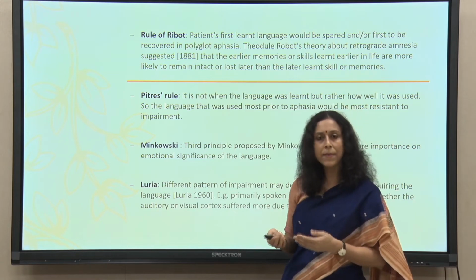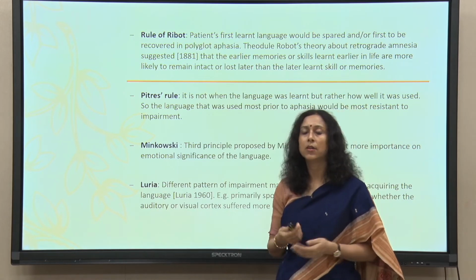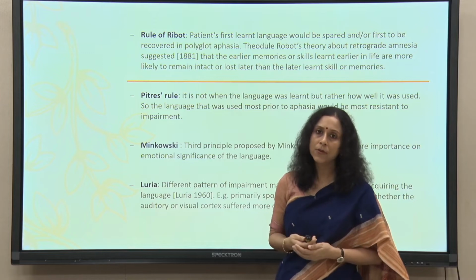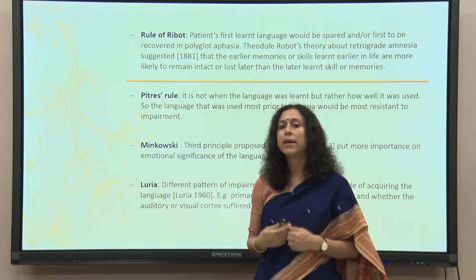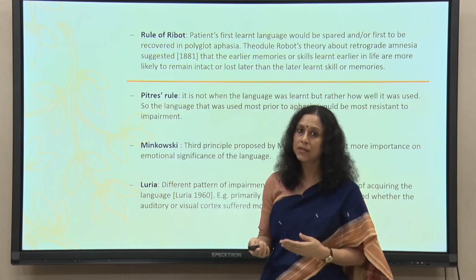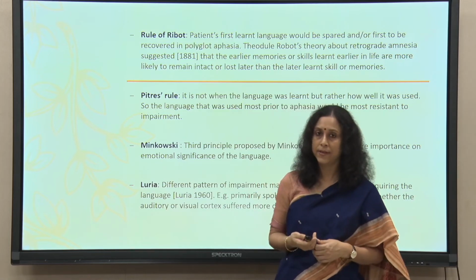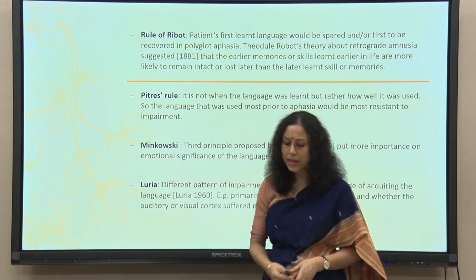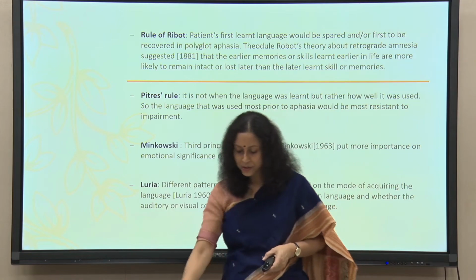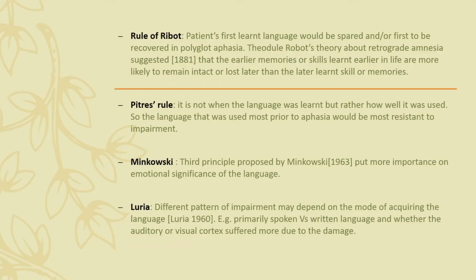Incorporating this theory in bilingual aphasia says that the language that is learned first will remain intact, and the language that is learned second will be more affected by aphasia, meaning that the second language is more likely to be affected. Then we have Pitres' rule, which says that it is not when the language was learned, but how well it was used, focusing on the usage pattern of the language rather than the chronological factor.